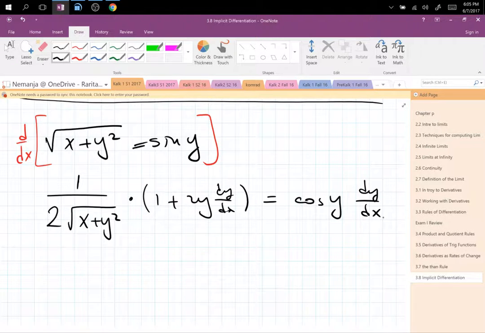Now we have to fish out dy dx, but this problem is not done. I just wanted to verify your first step, because we use the chain rule, and now all you need to do is see, if you distribute this twice and multiply this on this side. It's called algebra. No, I got it.